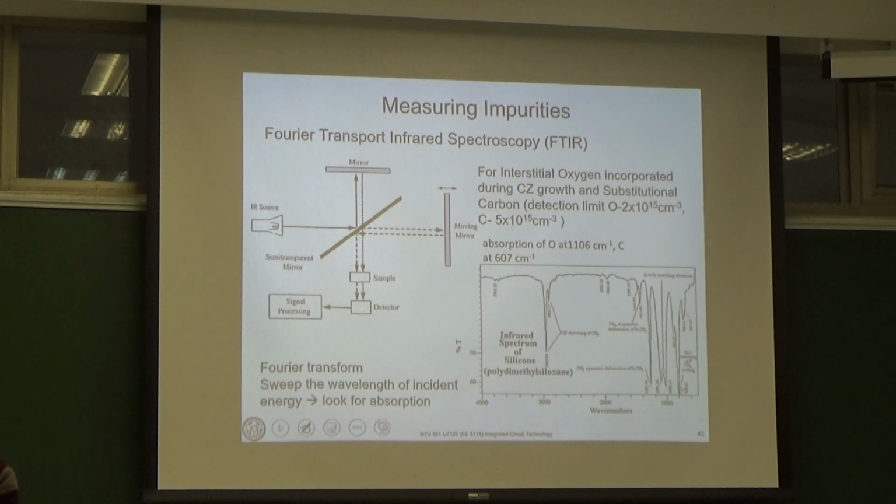Okay, and we can also measure the impurities, but impurity is very difficult to measure. Sometimes you cannot physically observe your defects. So we use a more sensitive measurement, which involves some optics. This is called FTIR, Fourier transform infrared spectroscopy.